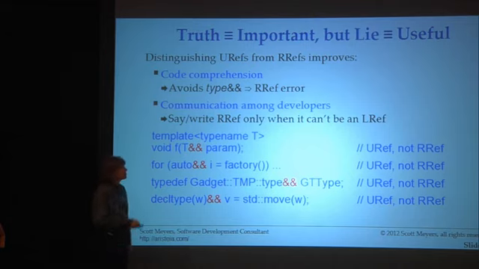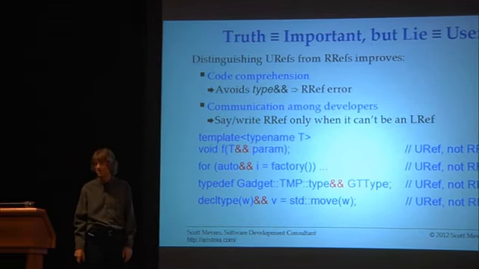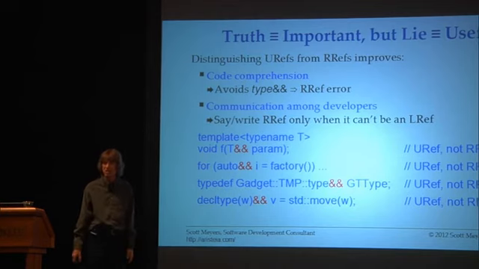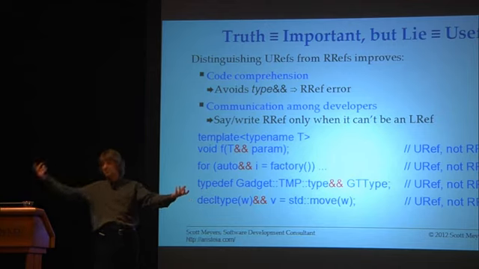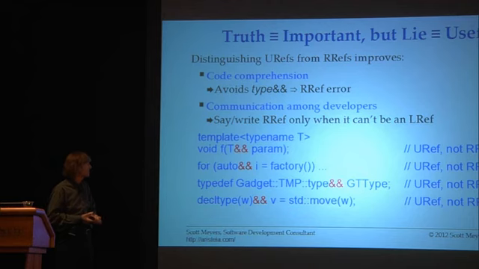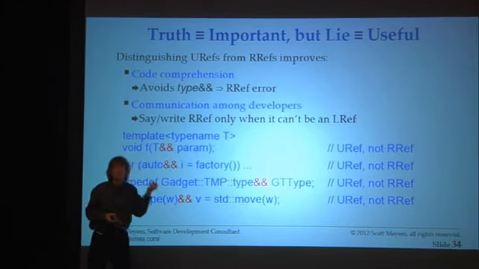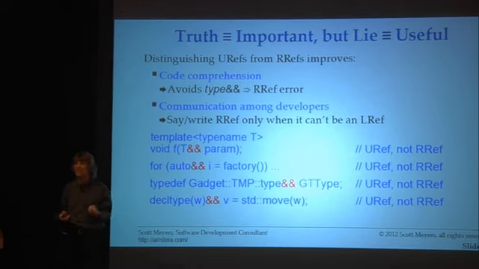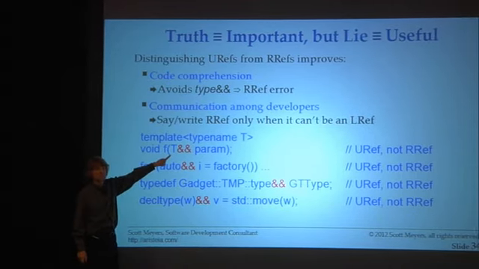I find that it also really helps communication among developers. If you say, well, I'm going to use an R value reference, that's not the same thing to me as saying I'm going to use a universal reference, which could be an L value reference. There's inherent ambiguity in talking about both things that can be L-value references and things that can be R-value references as R-value references. They're not the same thing conceptually. So my feeling is you should say and write R-value reference only when it really has to be an R-value reference and it cannot resolve into an L-value reference. So that is a universal reference.